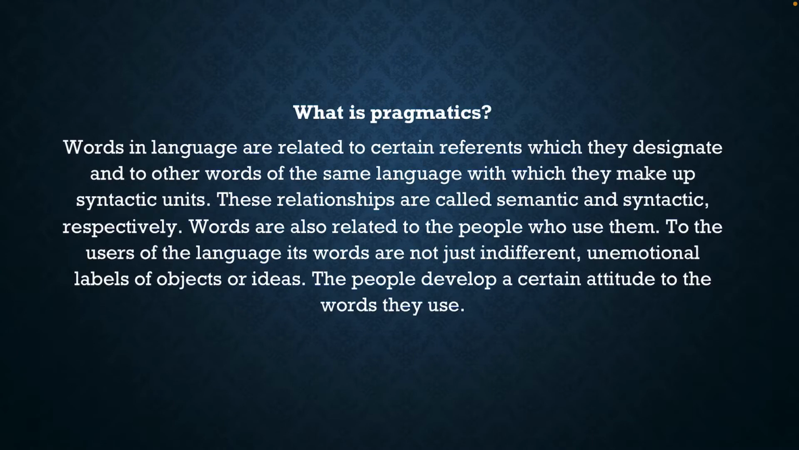What is pragmatics? Words in language are related to certain reference which they designate and to other words of the same language with which they make up syntactic units. These relationships are called semantic and syntactic respectively. Words are also related to the people who use them. To the users of the language, its words are not just indifferent, unemotional labels of objects or ideas. The people develop a certain attitude to the words they use.